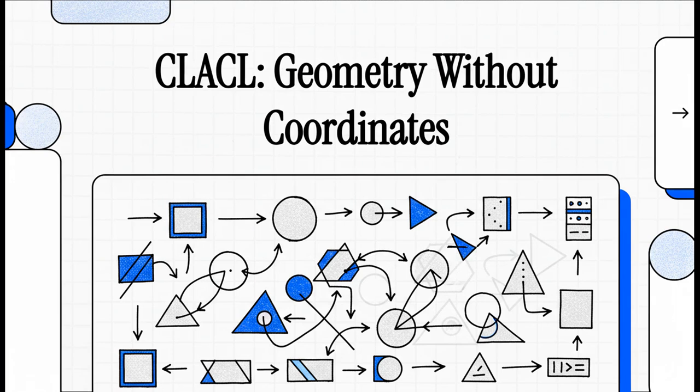So today, we're going to look at something really cool, a programming language called CLACL, and it completely throws out the rulebook for how you create shapes. It's all about generative geometry. Sure, but with a twist that makes you think less like a drafter and, well, more like a philosopher.